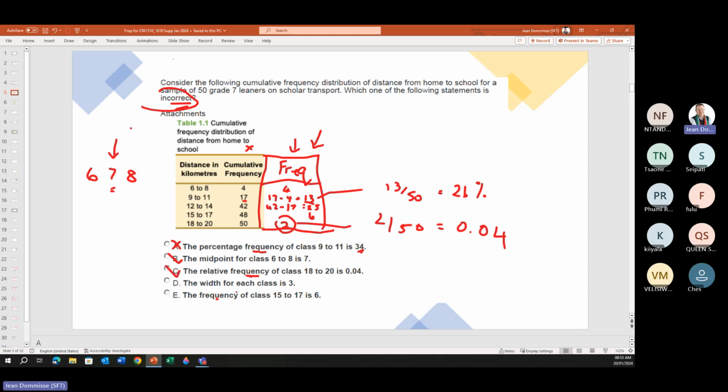The width for each class is free. Okay, so here what is interesting, let's just write the others down as well, or just two of the others.